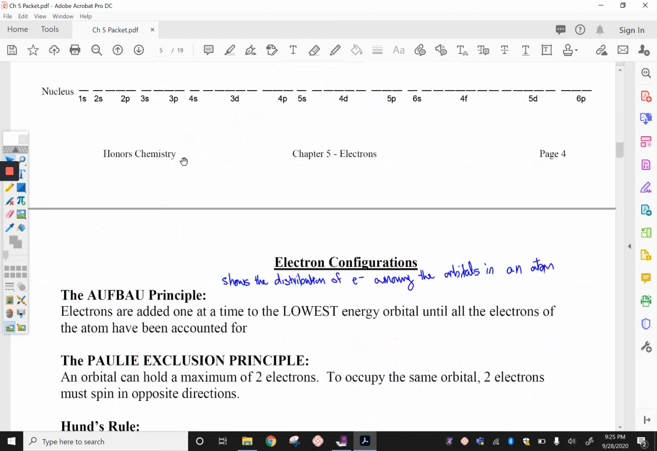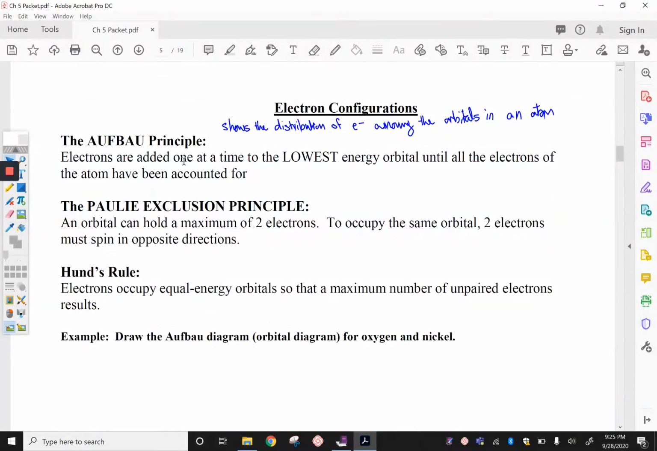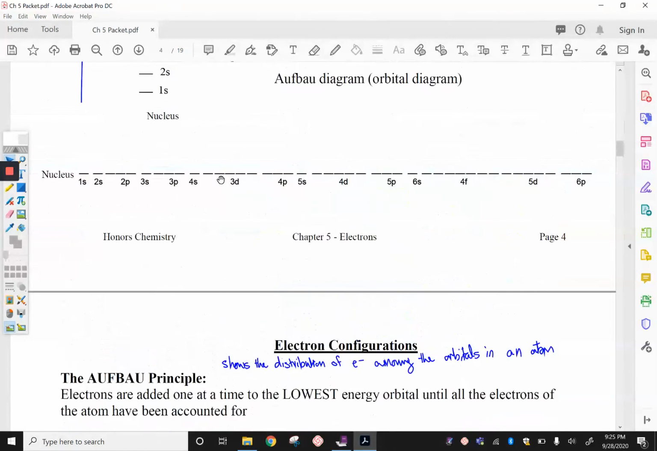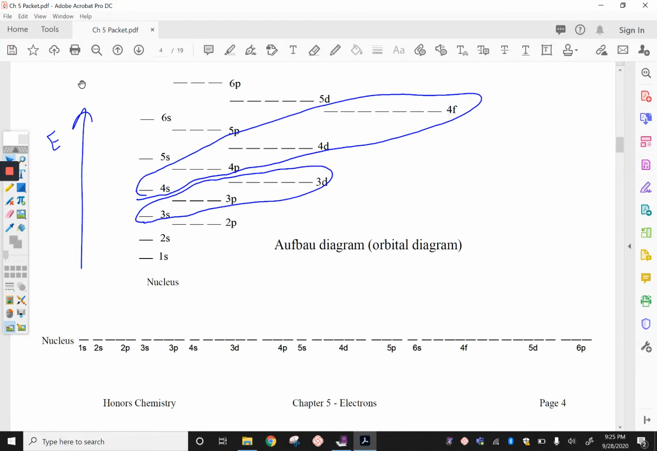So there are 3 principles that we've come up with to explain what we've observed about the electrons filling in these orbitals. So the Aufbau principle is just what we were talking about. Electrons are added one at a time to the lowest energy orbital until all the electrons of the atom have been accounted for. So we go lowest energy orbital. And remember, Aufbau means build up in energy. And so this is the order that we go by when we fill in the electrons.